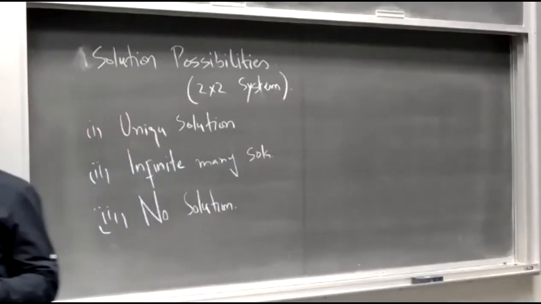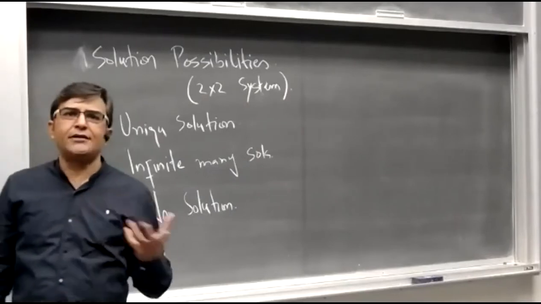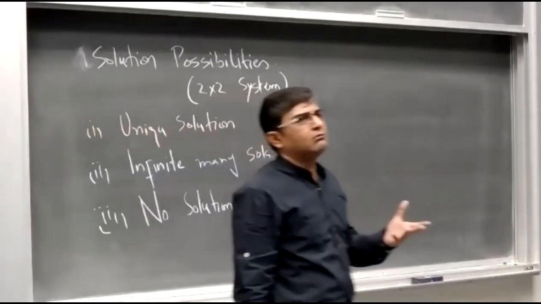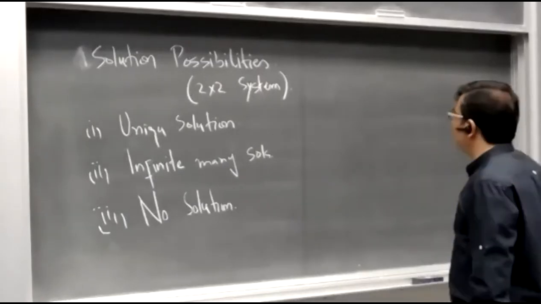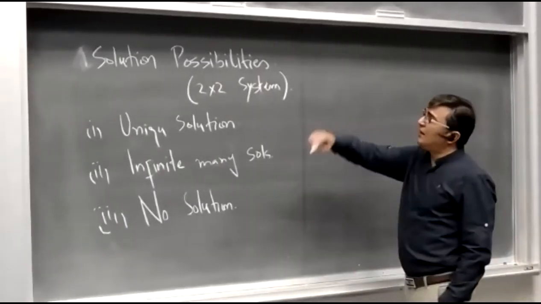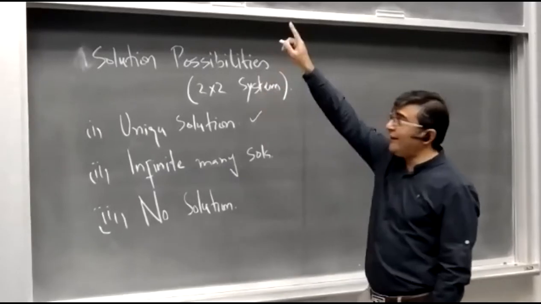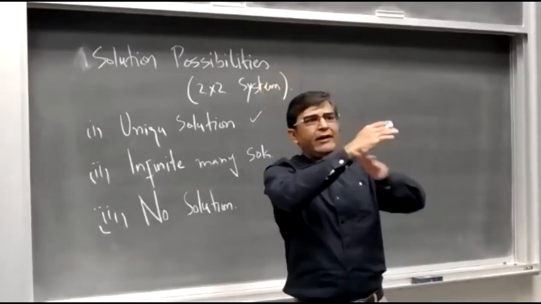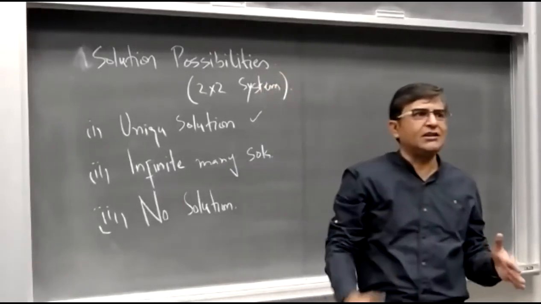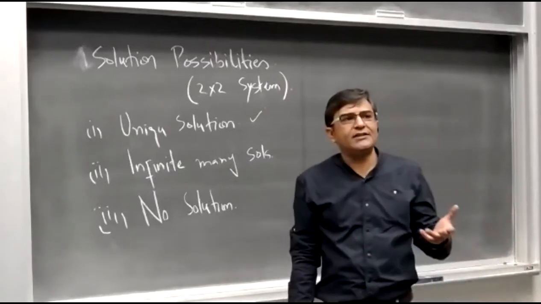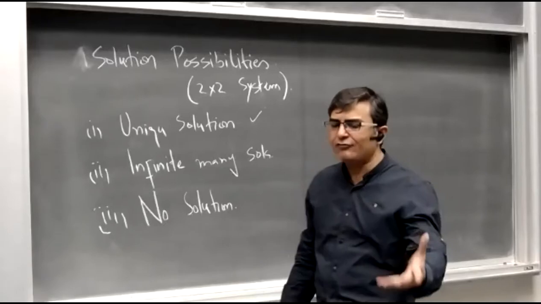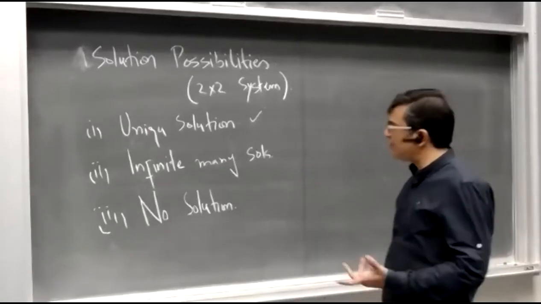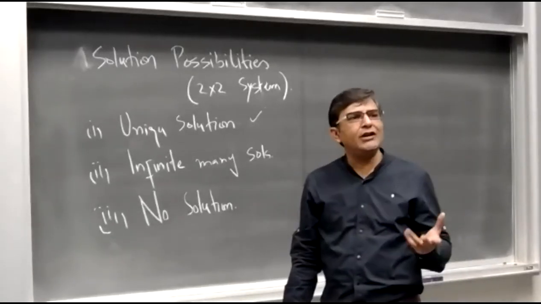We have only these three possibilities for a 2x2 linear system. Either we get a unique solution, or we get infinitely many solutions, or we can have no solution of that linear system. Geometrically, graphically, what does it mean? The first option I told you already in the above example: when the two straight lines cross each other, they can cross each other at most at one point. That will be the point of intersection of two straight lines, which we call a unique solution.